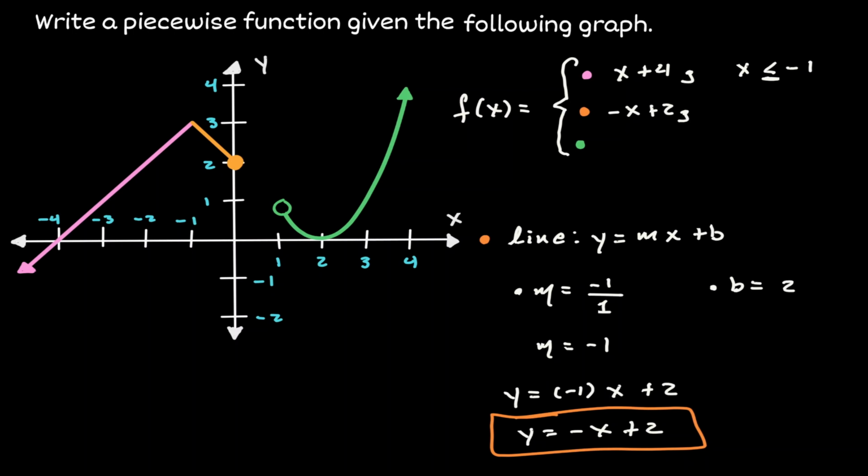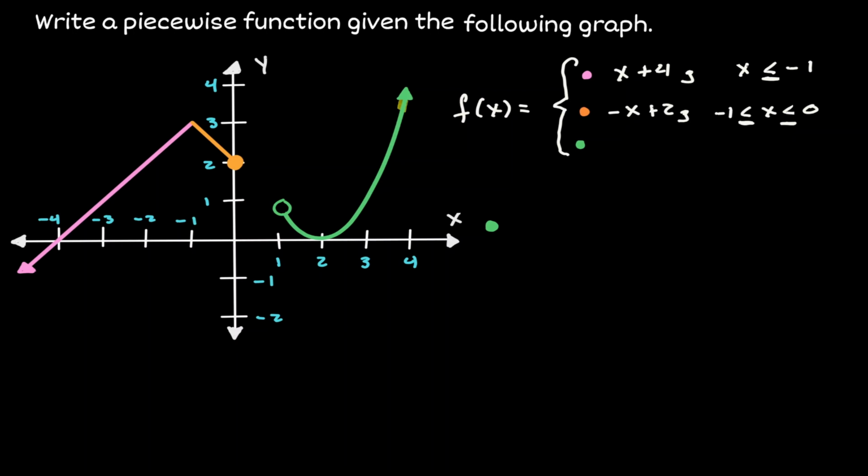So now let's see what x values this section is using. It is using the values from -1 to 0. But notice that at -1, there is no open circle. So let's put an equal sign underneath the inequality. And notice that at 0, we have a filled circle. So we should also put an equal sign underneath the inequality. So now let's define our last section, the section in green.